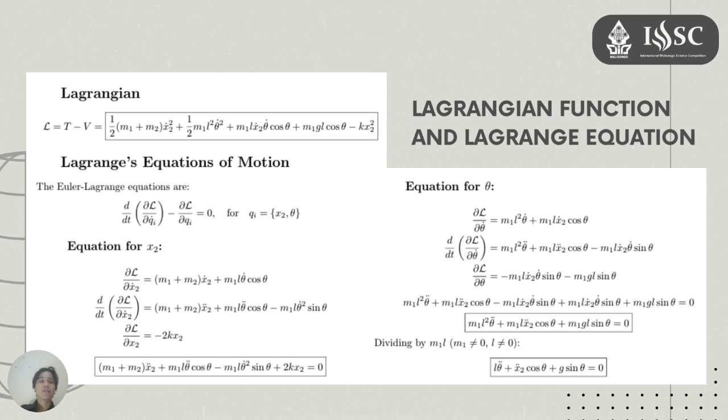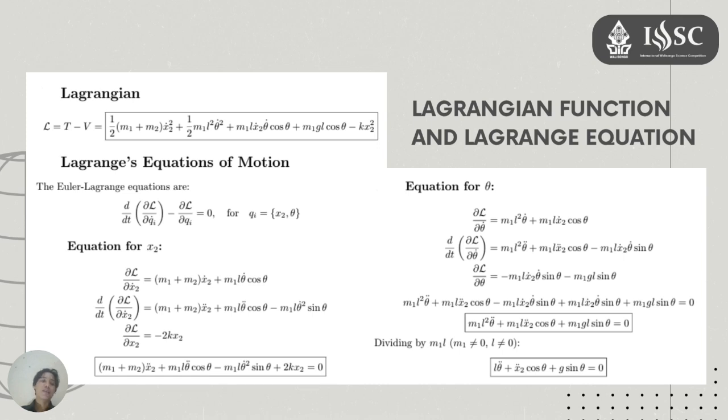d/dt (∂L/∂q_i dot) minus ∂L/∂q_i is equal to 0 for each q_i, so we eliminate or execute it at x2 and theta. Firstly, we execute the equation of x2.